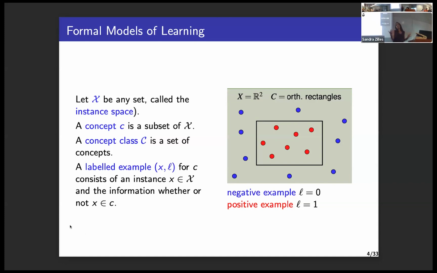And then we assume that the learning algorithm sees labeled examples that tell it something about the concept. The labeled examples are pairs (x, l) where x is an element of that instance space, here a point in R2, and the label l is a binary label that says whether or not this point x belongs to the underlying concept that the learner has to identify. Here the red points are positive examples where the label is 1. They belong to that particular rectangle that I've drawn there. And the blue points are negative examples because they don't belong to it.